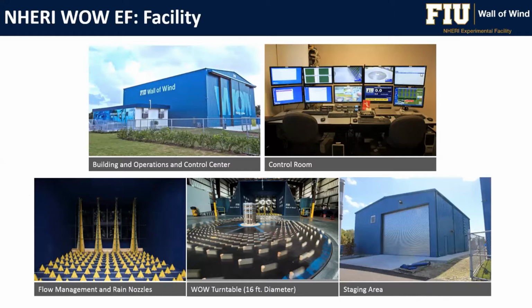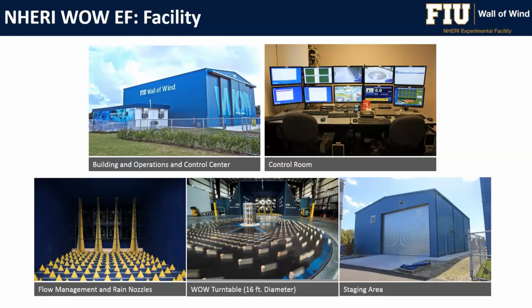I think you're going to get a little more insight about the Wall of Wind when we do the virtual tour, but this is a general layout. As you can see here, we have the operation control center from where we run the fans. It's called the control room here. And we send all the signals. We also can do the data acquisition from here. Then we have a flow management system, which are the bottom pictures. You can see also the turntable with roughness elements to simulate the atmospheric boundary layer.